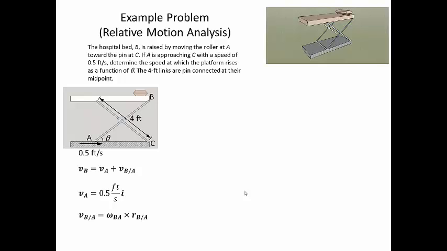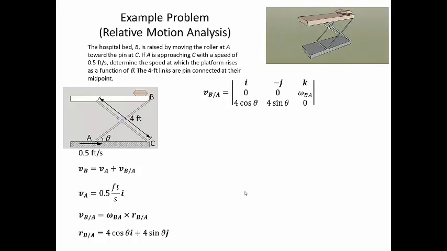The velocity of B from the perspective of A, or the rotation of that member, is equal to the angular velocity of BA crossed with the radius vector B from the perspective of A, which will give us a radius vector that is positive in both directions. In the x direction, it will be 4 times the cosine of theta, and in the y direction, 4 times the sine of theta. So we get a radius vector of B from the perspective of A equal to 4 cosine theta i plus 4 sine theta j. We don't know what our angular velocity is, so we're just going to go ahead and put that in symbolically as omega BA.